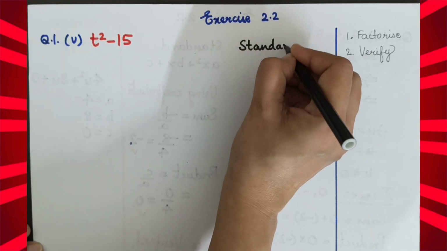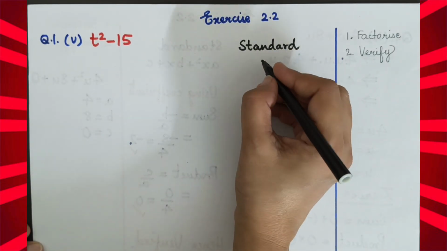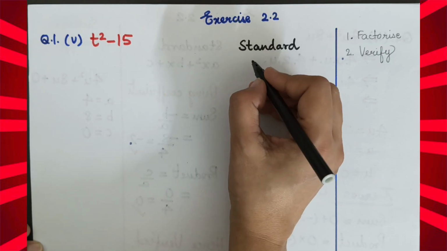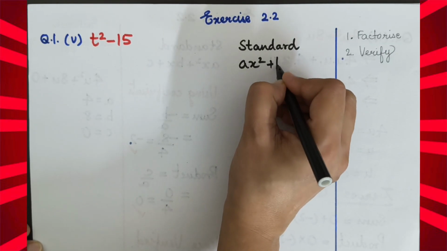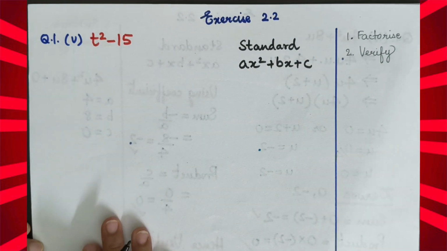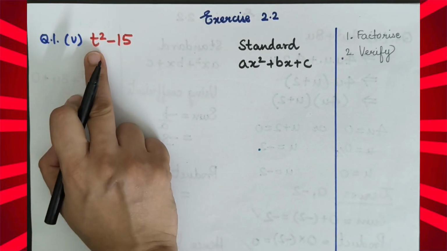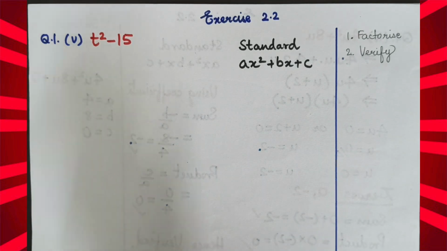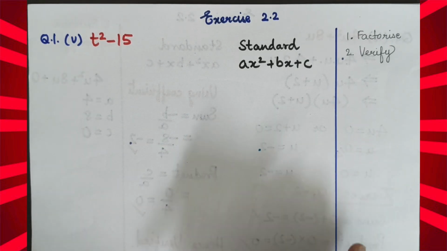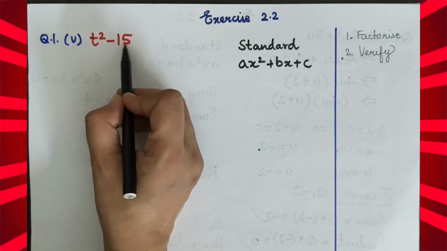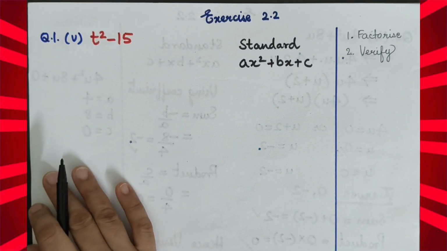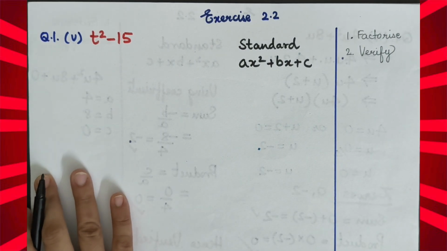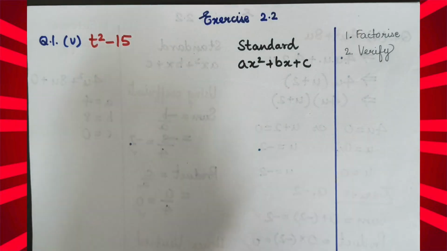We know that a standard quadratic polynomial has three terms as ax square plus bx plus c. That means a square variable term and a linear variable term and a constant. Now in this question, there are only two terms. So that means the middle term, the linear variable term is not present. The first term and the last term are present. That is ax square and c are present. The middle term is not there.